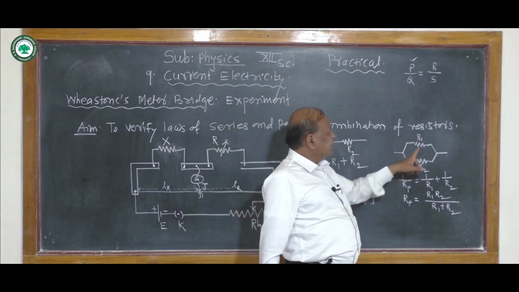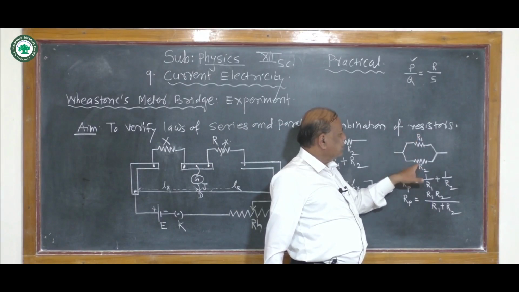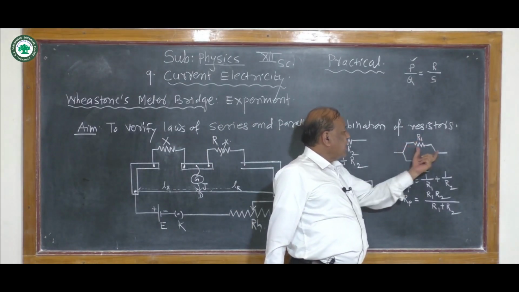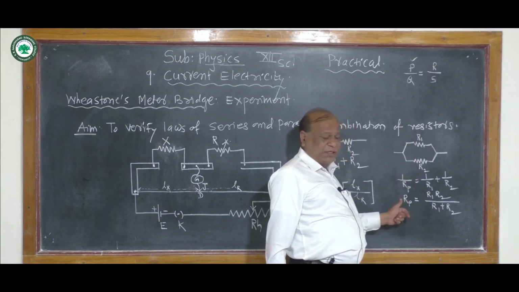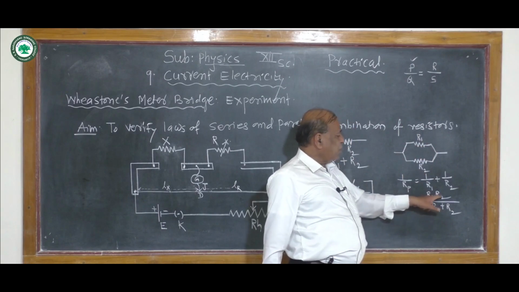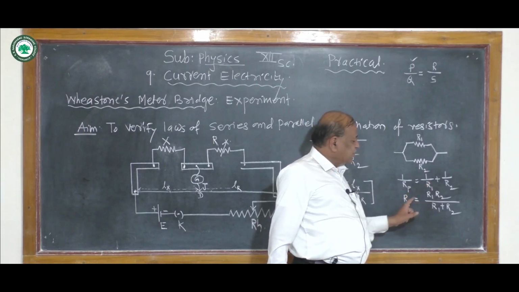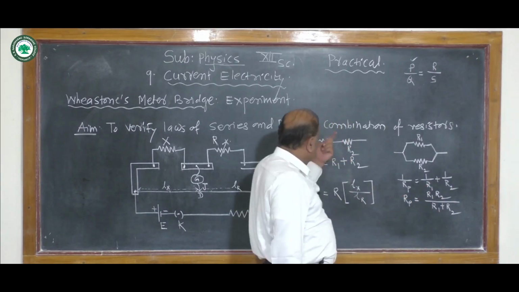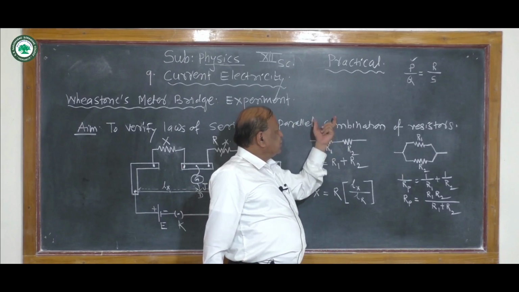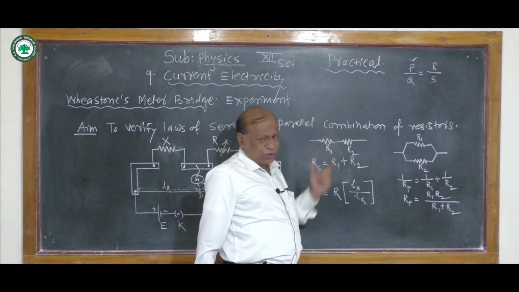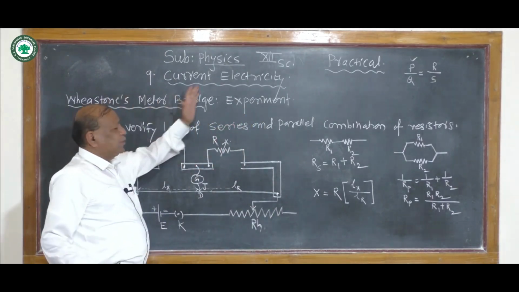For parallel combination, resistors are connected like this one, R1 and R2 both are connected in parallel, and then their equivalent resistance is Rp is equal to R1 R2 divided by R1 plus R2. Here the equivalent resistance decreases. And now we have to verify these series and parallel laws for the resistors by this Wheatstone's meter bridge experiment.